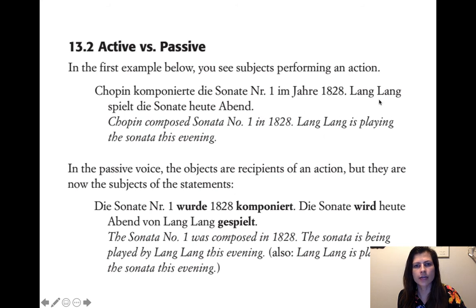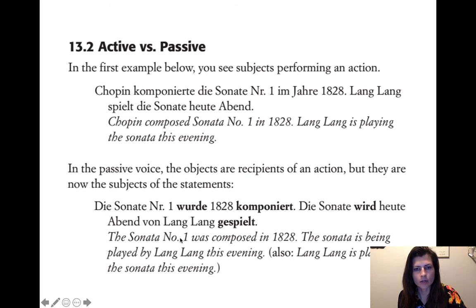And this sentence is also active: Lang Lang spielt die Sonate heute Abend. We also have the agent doing the action, the playing. So these are normal active sentences. But we'll switch them over to passive, and we'll say the objects are recipients of action, but now they've been changed into the subjects. So they are the subjects, but they're still receiving the action. So die Sonate Nummer 1 wurde 1828 komponiert.